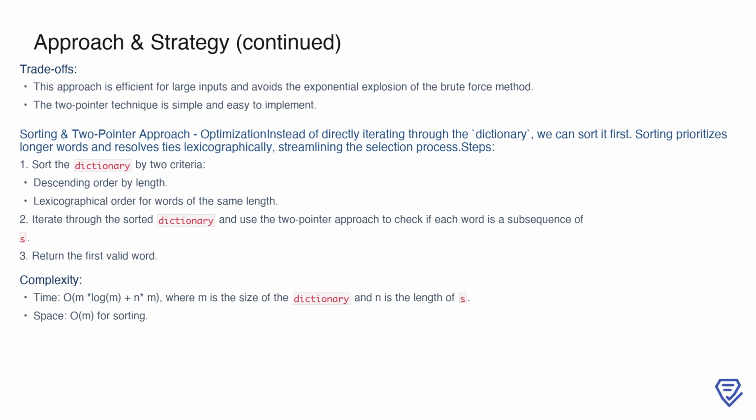The time complexity becomes m*log m plus n*m, where m is the size of the dictionary and n is the length of s. The space complexity is m, due to the sorting step. This combined sorting and two-pointer approach strikes a good balance between efficiency and simplicity.